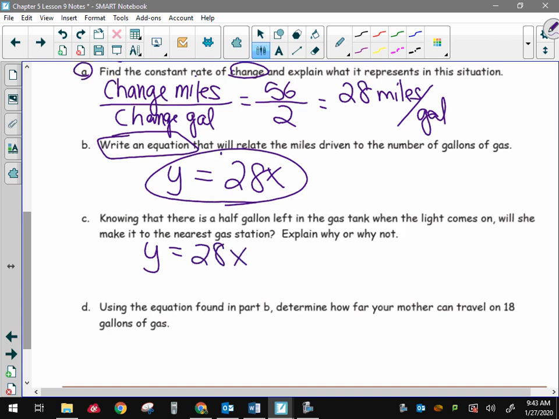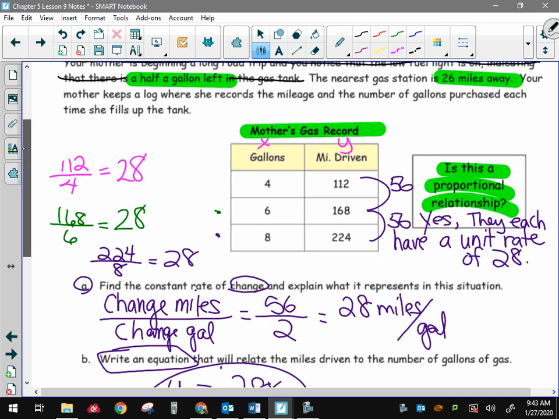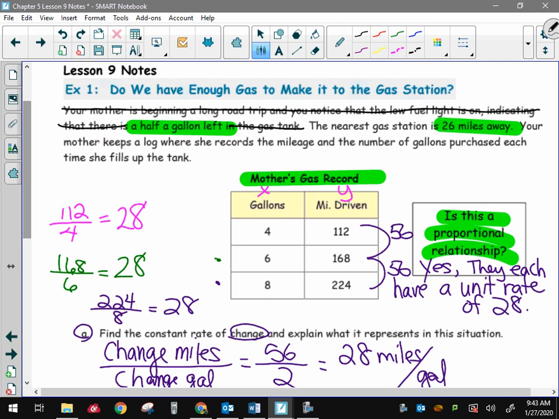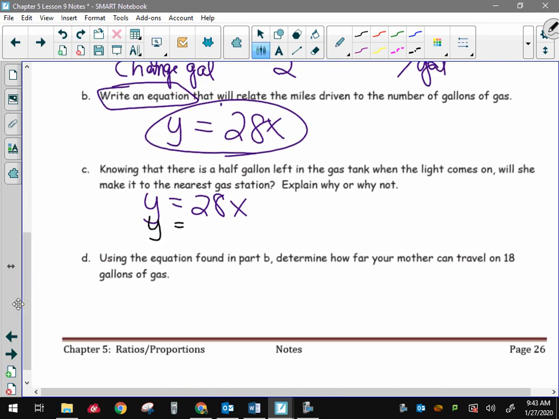What's my gallons that I'm going to plug in here, Mia? How many gallons does Mom have in her tank? Half. So we want to know how far she can go on a half a tank of gas. What's half of 28? She can go 14 miles.